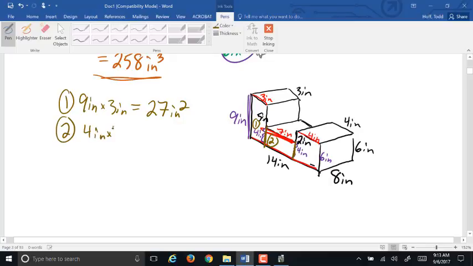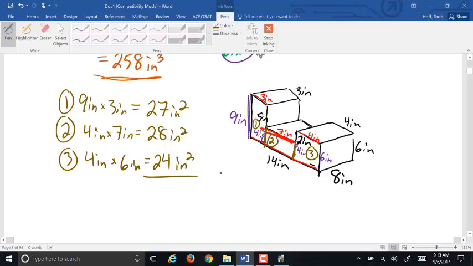What's piece 2? 4 times 7. 28 inches squared. And piece 3? 4 times 6 is 24 inches squared. That adds up to 79 square inches. That is the area of the base.